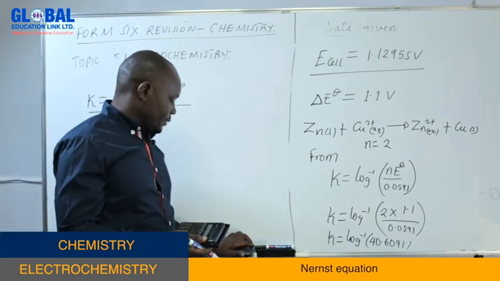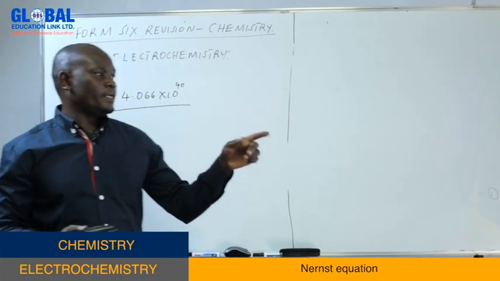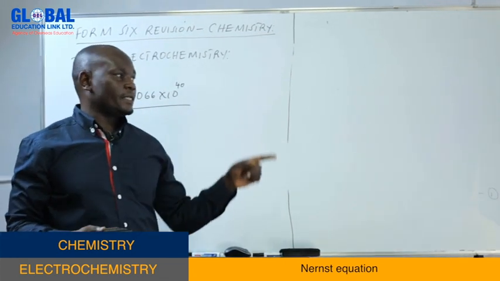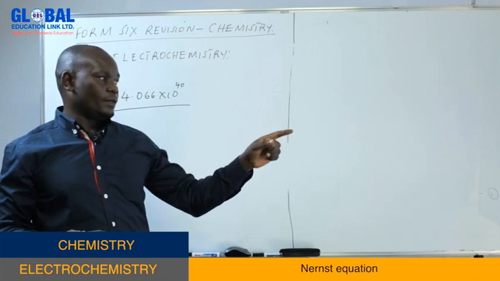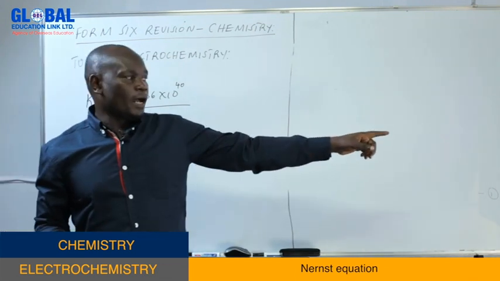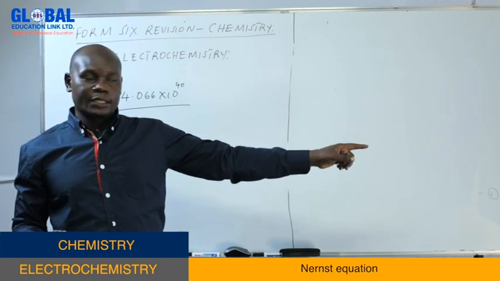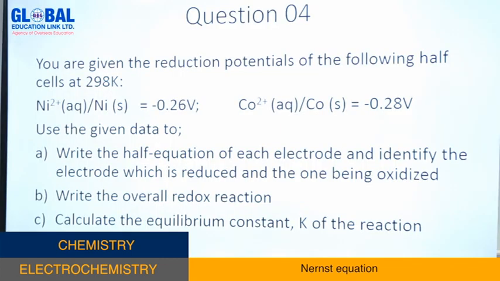So there we have the question. You are given the reduction potential of the following half cells at 298 Kelvin. We have the standard electrode reduction potential of nickel, which is negative 0.26, and the standard reduction potential of cobalt, which is negative 0.28 volts. Now, using the given data, write the half equation of each electrode and identify the electrode which is reduced and the one being oxidized.